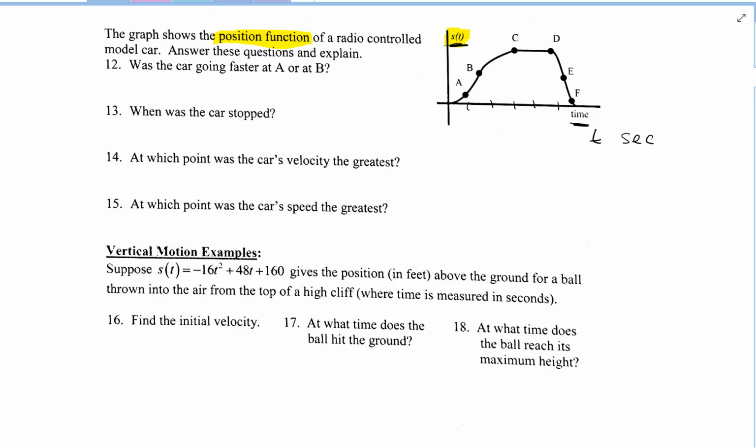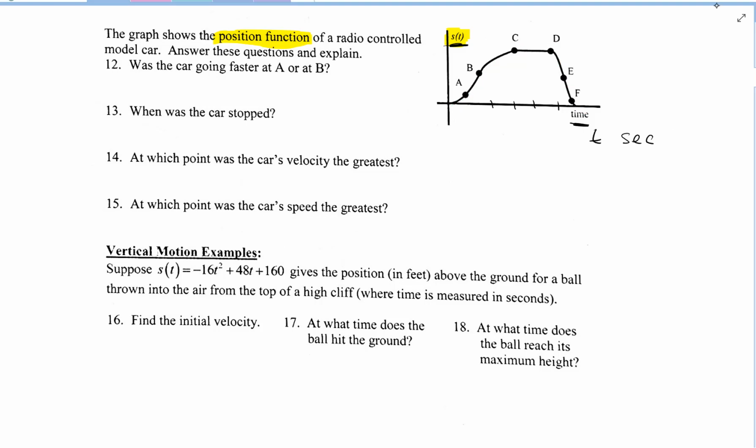When the position is increasing, the distance it is from where it started is getting greater, and then as it decreases, it's coming back to where it started. So remember that your positive slopes indicate upward or rightward movement, and your negative slopes indicate leftward or downward movement.